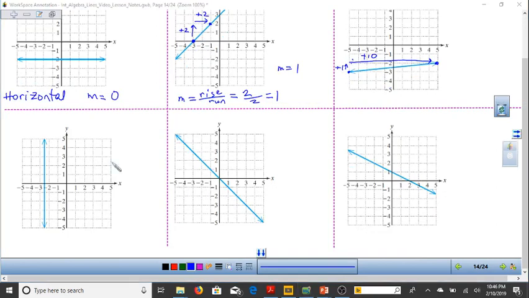Let's continue with this one. This is clearly a vertical line. So the slope of this line is undefined. M is undefined. No slope. This line is decreasing, so the slope should be a negative.